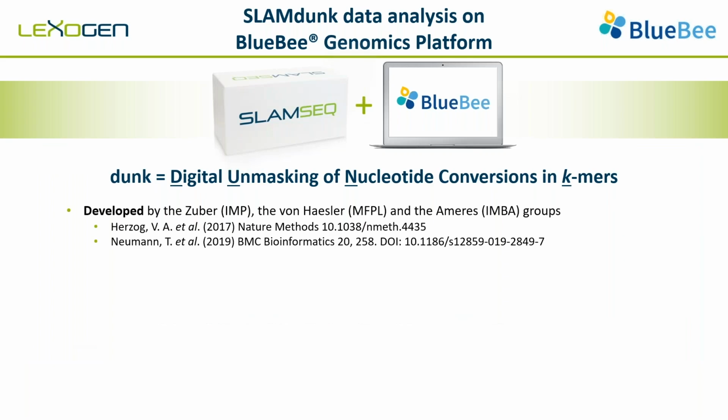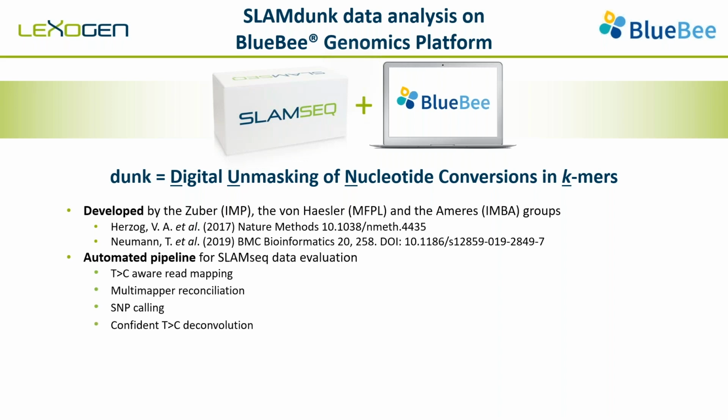So that wraps up our new features, but I wanted to also briefly touch on the other two kits for which we have data analysis pipelines available on BlueBee. So SlamDunk, as mentioned before, was developed by a multi-group collaboration and is a T to C aware alignment software package based on NextGenMap, developed to recover T to C conversions from SlamSeq datasets. So SlamDunk is not included with the SlamSeq kits, but available separately. The code to access automated data analysis on the BlueBee platform is provided upon purchase at Lexogen.